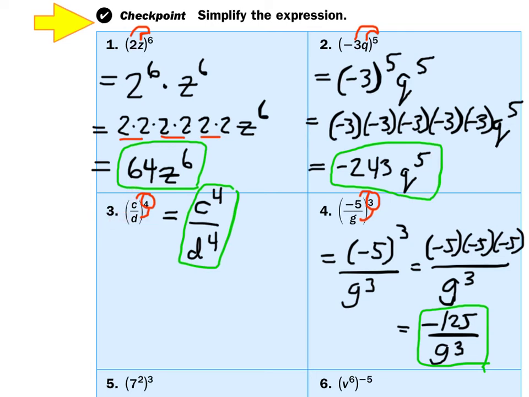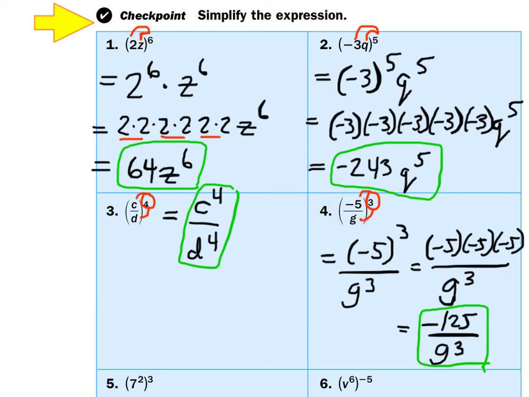Take a look at number 3. In parentheses, I have c over d, all raised to the fourth power. So with my red, I circled the 4 and I drew 2 rainbows. That gives me c to the fourth over d to the fourth, and that's as far as you can go. Okay, take a look at number 4.